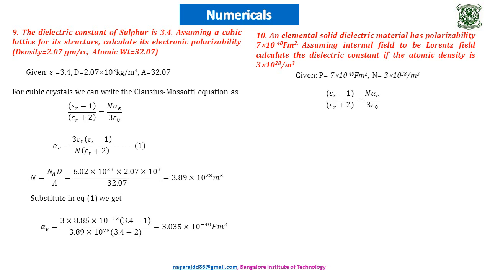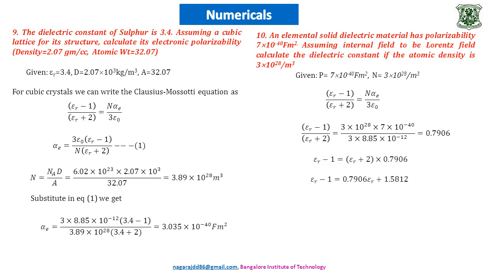Atomic density means number of atoms per unit volume. So alpha given, N given. This is the Clausius-Mossotti equation. I substitute for N, alpha and epsilon naught to get RHS as 0.7906. But I want epsilon r, so do cross multiplication and small simple mathematical operations to get the epsilon r value. Please go through all these steps, they are self-explanatory, so I need not explain them step by step. They are very simple calculations. I suggest you do the simplification on your own. So you get epsilon r as 12.33. So that is the dielectric constant of the given material.